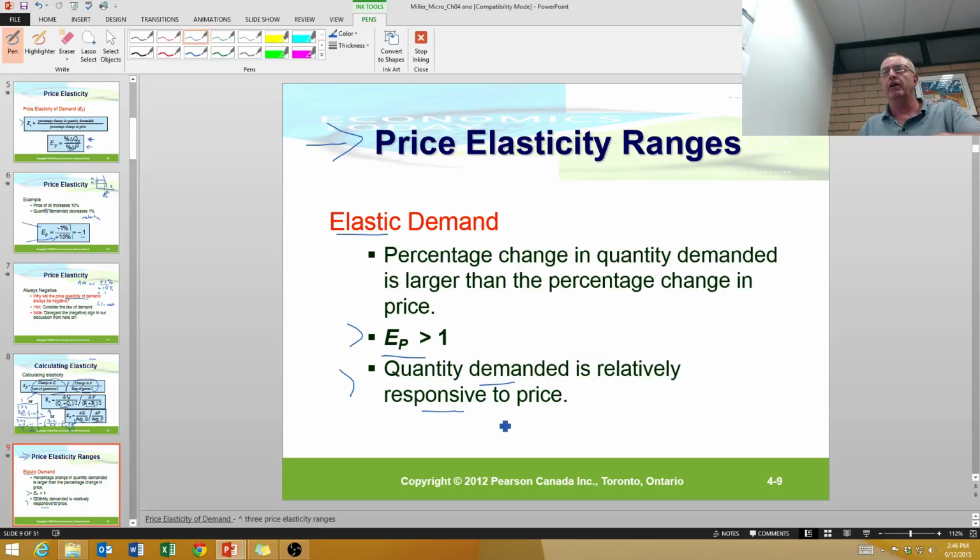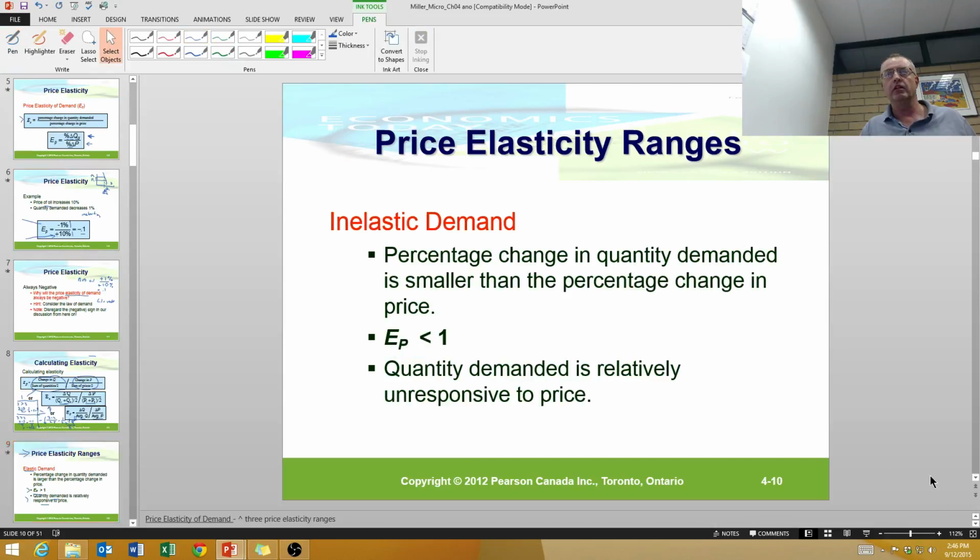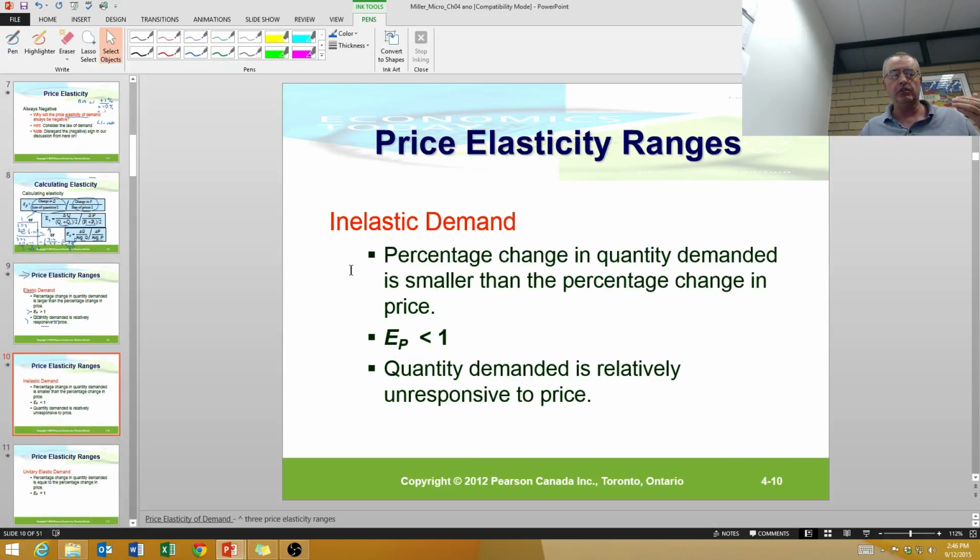And then we also have inelastic demand, which simply means that when we change the price of the product by a given percentage, the quantity demanded changes by a smaller percentage. Of course, we know from the law of demand that when price goes down, quantity demanded goes up. So if we have an inelastic product and we decrease the price by 10%, the quantity demanded changes by less than 10%. It only changes by 5%. So the quantity demanded is relatively unresponsive to price.